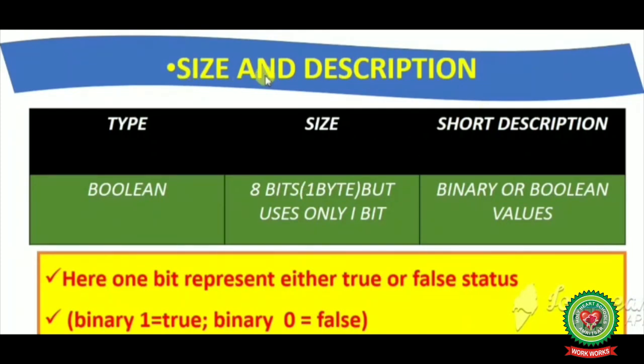Now we will discuss the Boolean data type with its size and description. Type is Boolean. Size is 8 bits, that is 1 byte in memory, but it uses only 1 bit. Means it covers the space of 8 bits in memory, but as it has to give an answer in yes or no, it effectively uses the space of only 1 bit. Short description, it is also called binary or Boolean values. Here 1 bit represents either true or false status. Binary 1 means true and binary 0 means false.